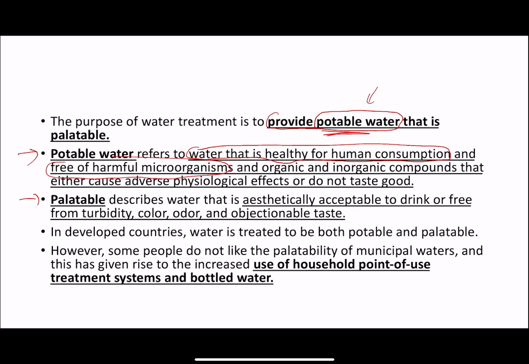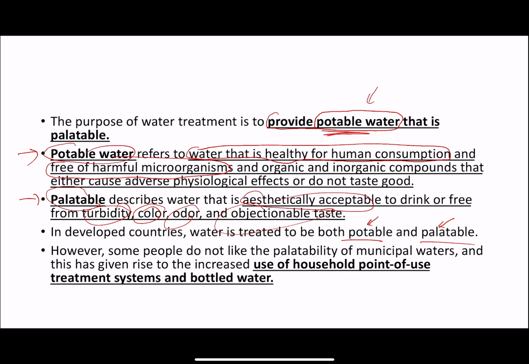So, of course, potable is more important. Palatable is in the second rank of the purpose of the water treatment, to make it palatable. It's aesthetically acceptable to drink, free of turbidity, color, odor, and bad taste. In the developed countries, they are treating water for both potable and palatable. Of course, they care about health and they care about no turbidity, no color, no odor, and no bad taste.